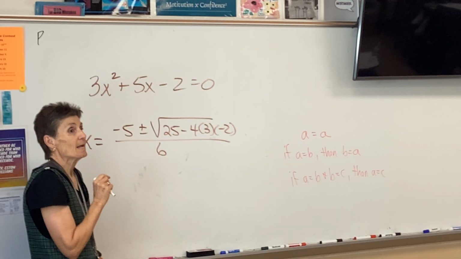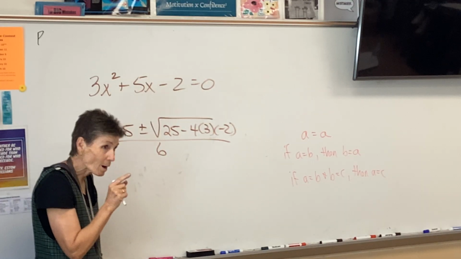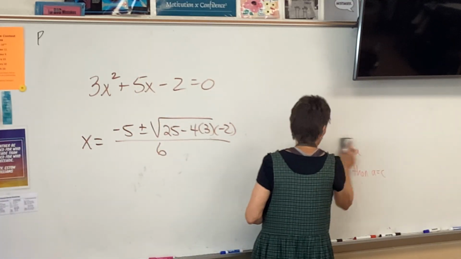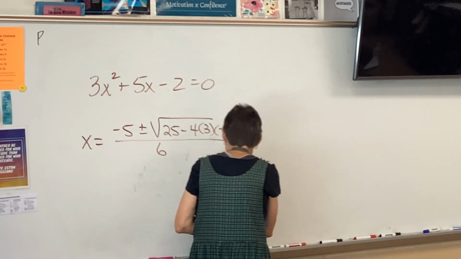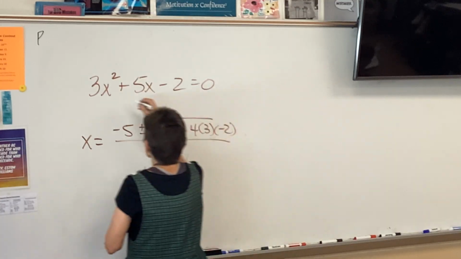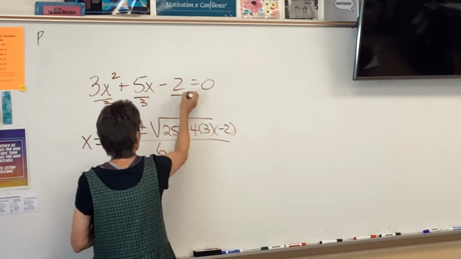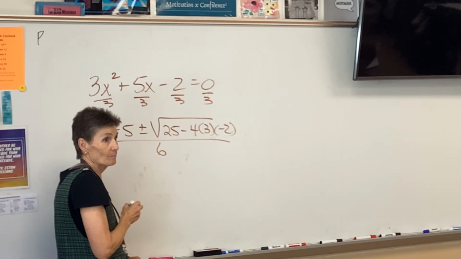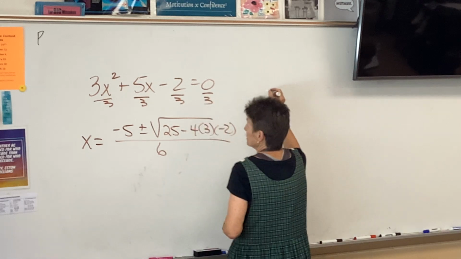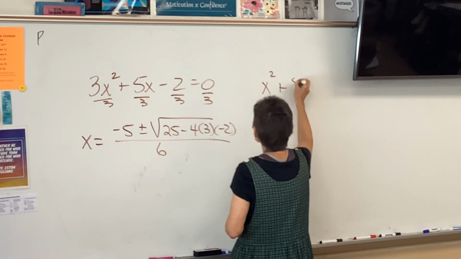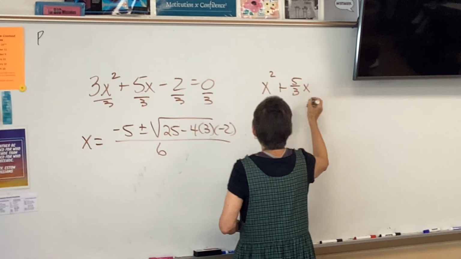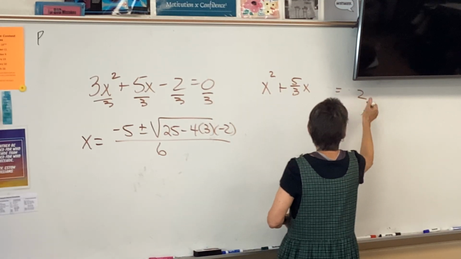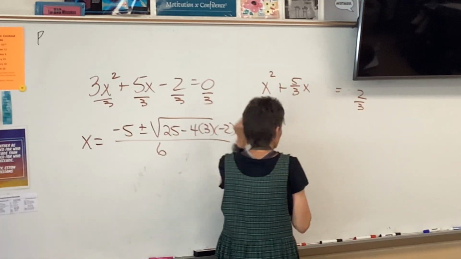Now, if I have to complete the square on it, then that cannot be a 3. So step 1 is going to be to divide everything by 3. And so my equation would be x squared plus 5/3 x equals 2/3. I'm going to move this to the other side.